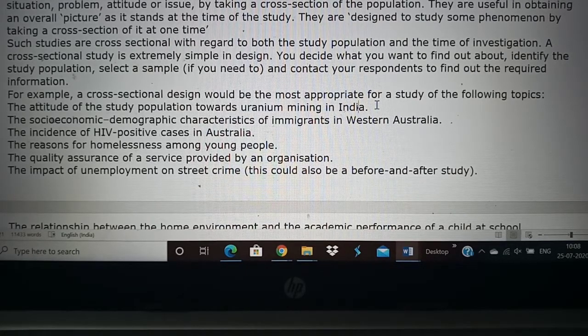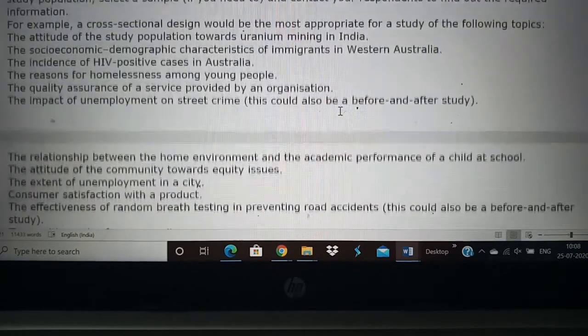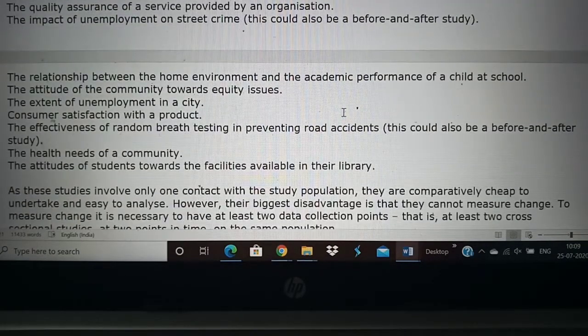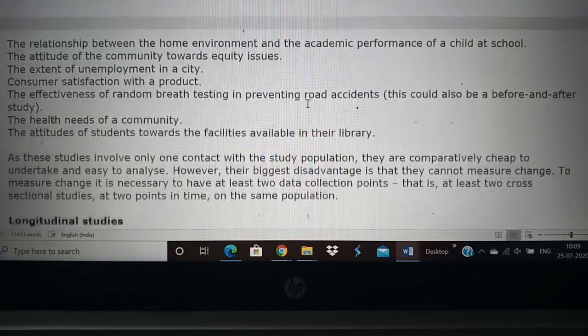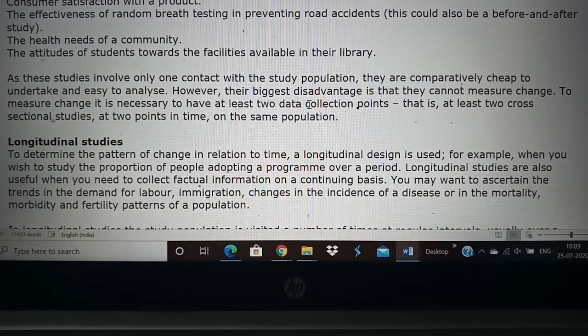Okay, so that is the cross-sectional study. You take a sample population, you study, and that is applicable to the other people as well. There are other examples given here which you can see. The impact of unemployment on street crime. So all this is part of your social problems subject and other subjects. Attitude of community towards equity, unemployment in a city, customer satisfaction with a product or a hospital or a service, health needs of a community, attitudes of students toward facilities available in the library or available in the college. So these are all simple studies which are cross-sectional studies.